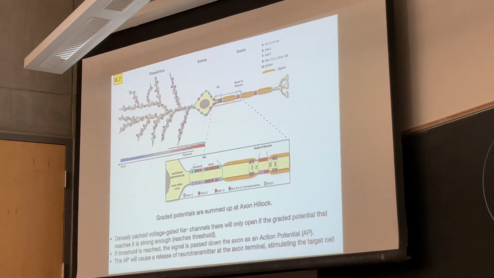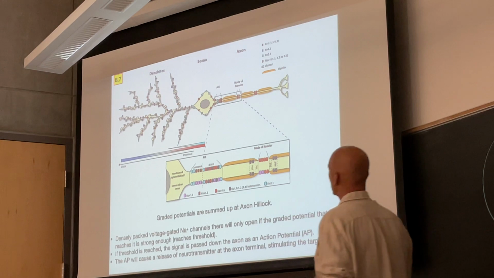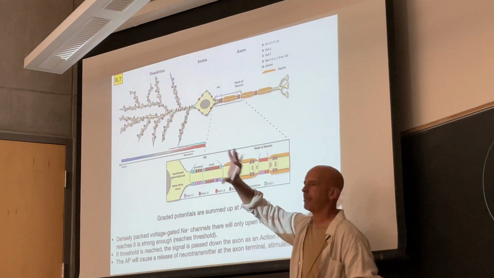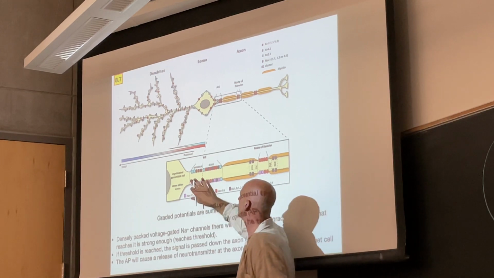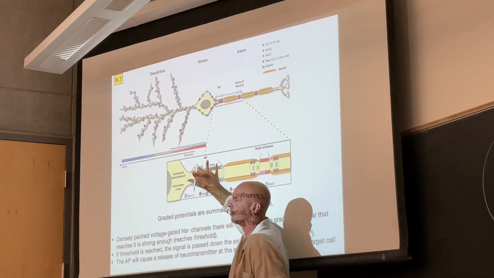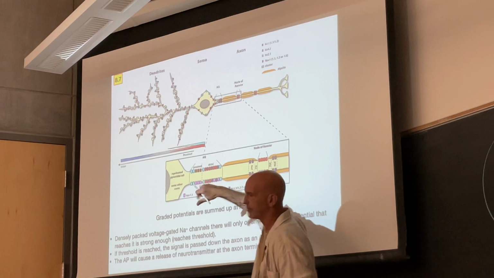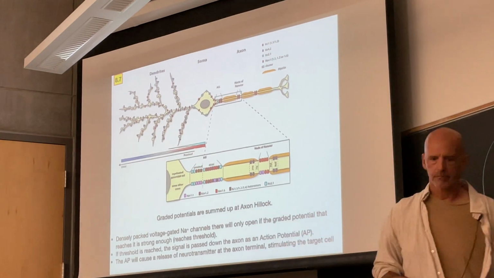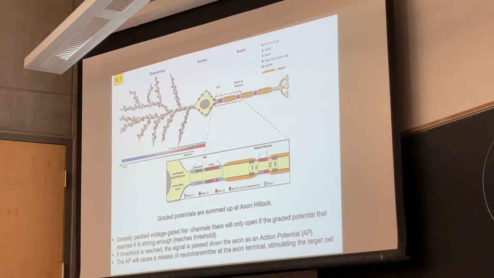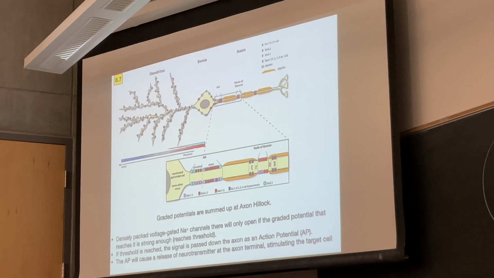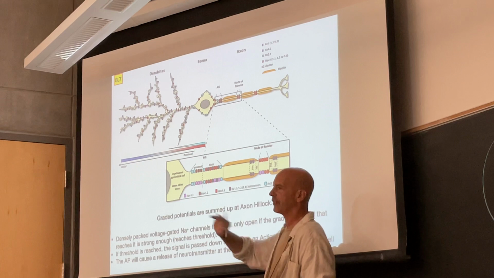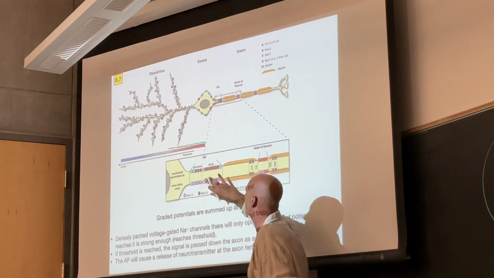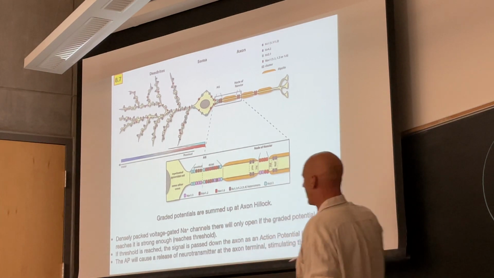So that trigger zone: at that point, the signal was spreading passively and getting weaker. But if it was strong enough, at threshold, these voltage-gated channels in the trigger zone were set off by that supra-threshold stimulus, a voltage above a certain level, and that caused them to open. Again, we'll walk through those exactly, but those are heavily concentrated around the trigger zone.